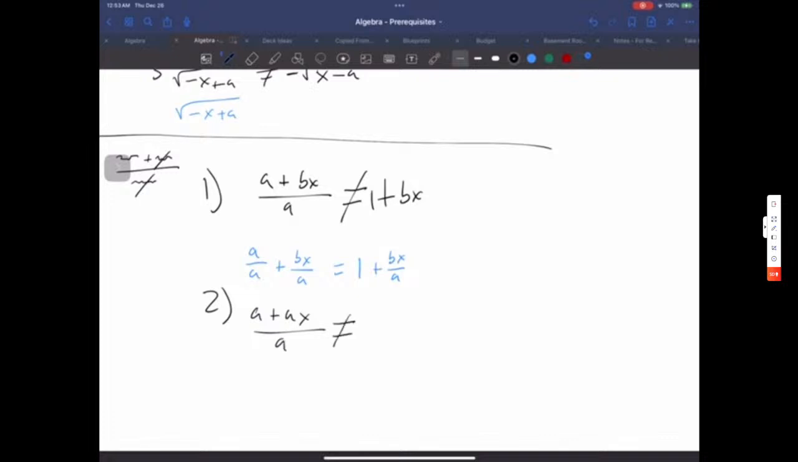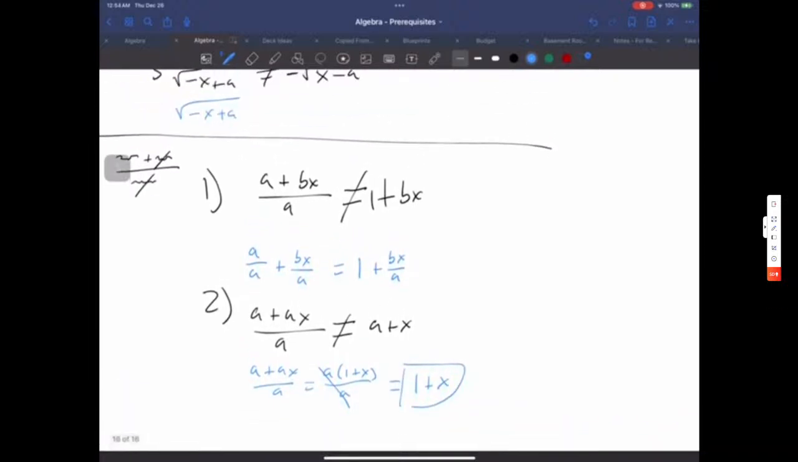This is not equal to a plus x. What this person did here is they canceled those two a's and left this one. Exact same thing as the first one, so I'm not going to go through any extra explanation. Remember here, like we said before, there's an a in every term, so those three a's would cancel out, and the correct cancellation would look like this. You'd have a plus ax over a. You would factor that a out of here, and then you would cancel, and you'd be left with 1 plus x.